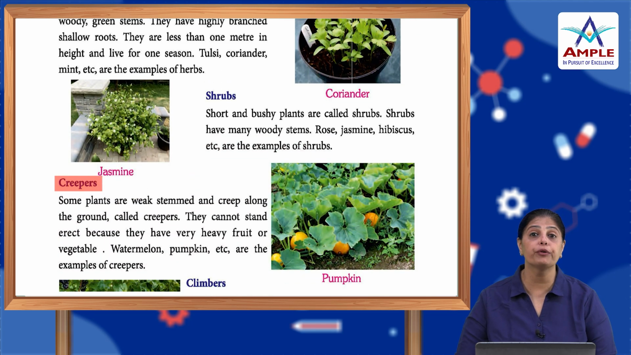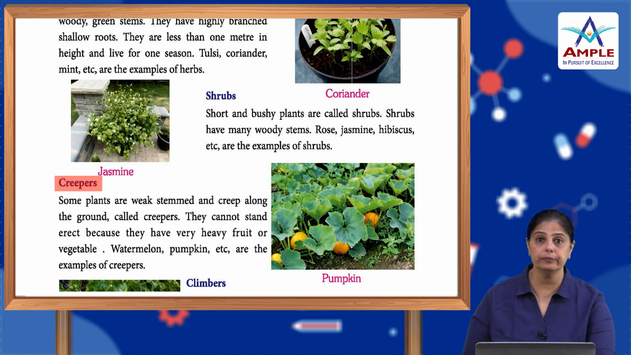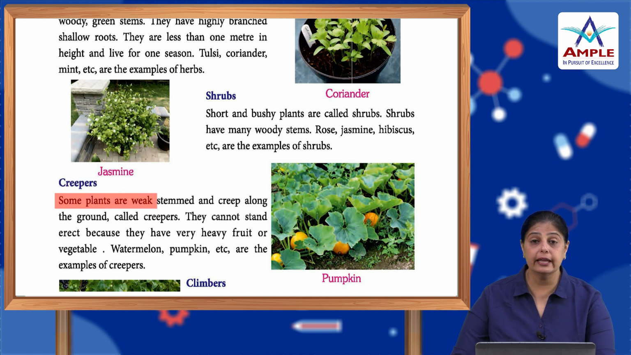Now let's talk about creepers. What do you understand by the term creeper? Creeper means something that creeps along the ground, like the snake crawls along the ground. These plants cannot grow up, but they fall on the ground and then they start growing on the ground itself, okay. So some plants have weak stems and creep along the ground.